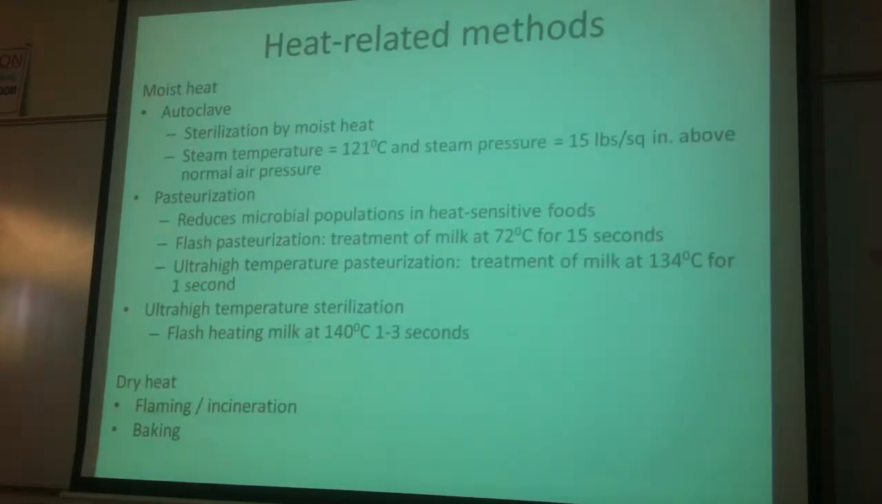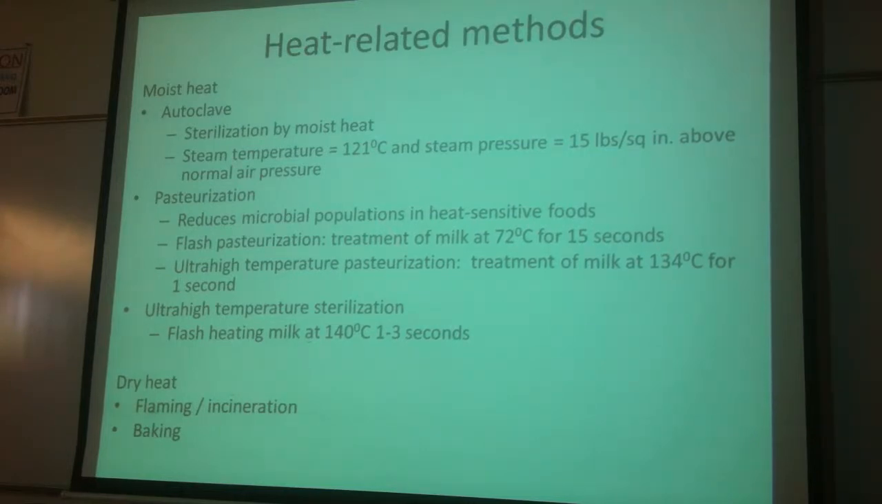Heat-related methods. So you can do moist, you can do dry. Moist heats are used for disinfectants, sanitizing, sterilization, autoclaving. You actually use steam. So you have steam plus pressure because that makes it so things don't boil. It really sucks to have your media that you've carefully prepared boil over and all of a sudden you're not quite sure what the concentration of salt is anymore. So raise the pressure, it won't boil, but you'll still kill everything.